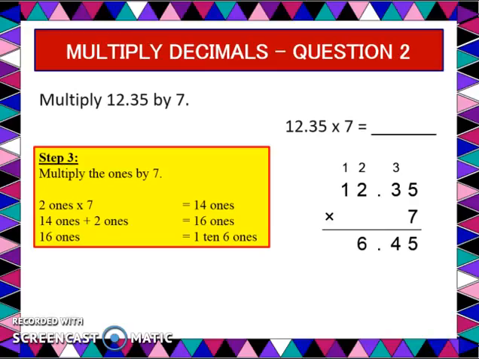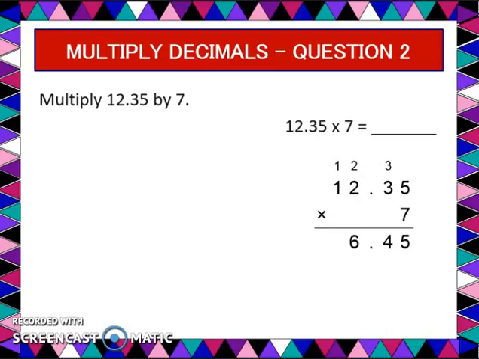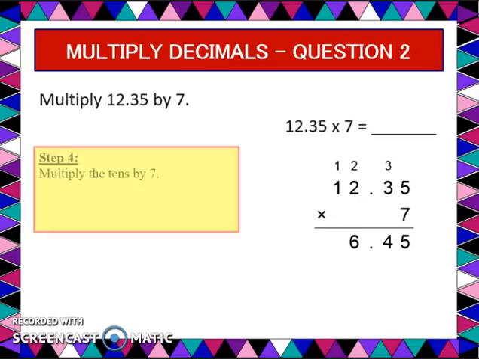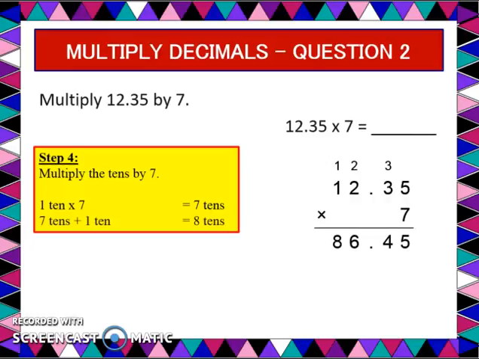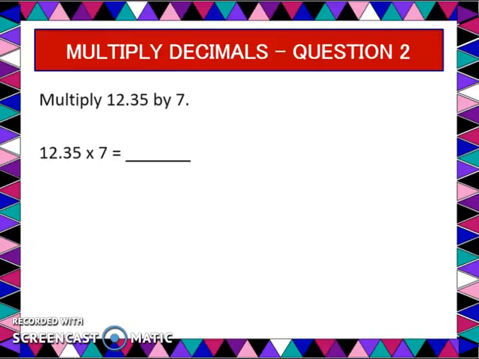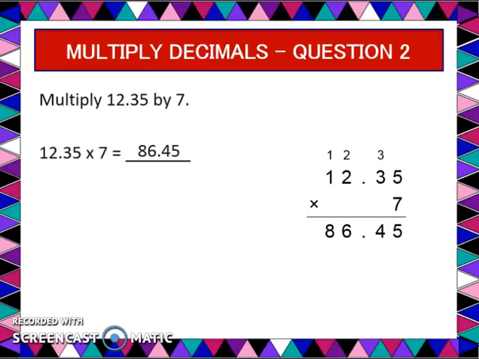Can you guess what is step 4? Yes, for step 4, we multiply the tens by 7. 1 ten times 7 equals 7 tens. And we add the 1 ten as well, and that will give us 8 tens. If I were to write the algorithm all together, it should look something like this. And our answer will be 86.45.